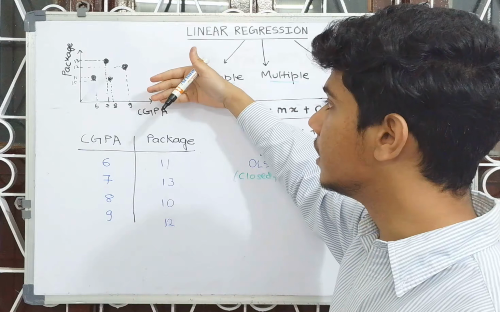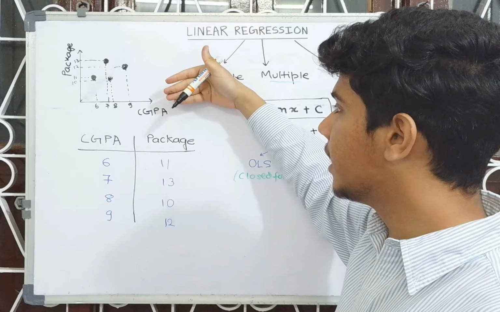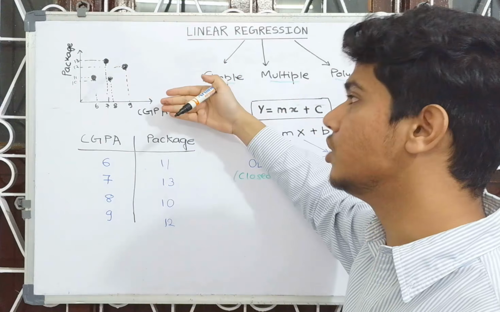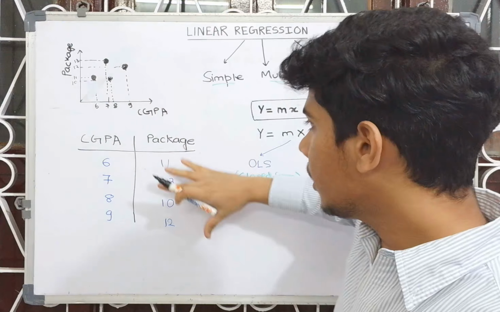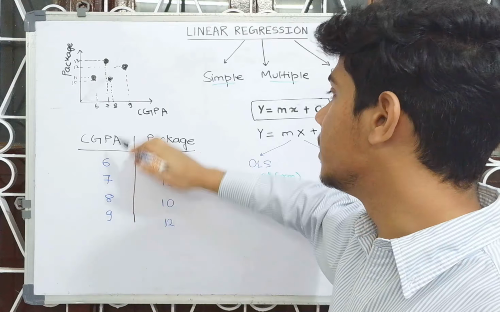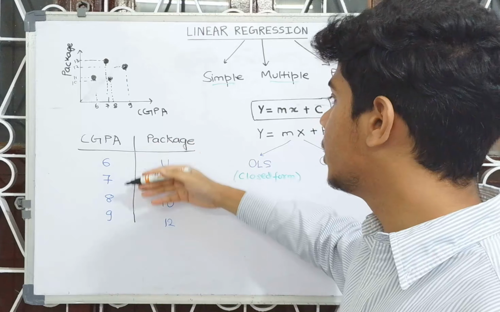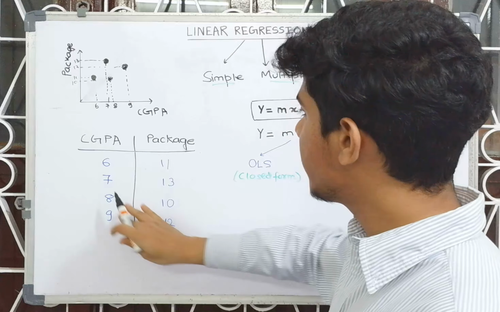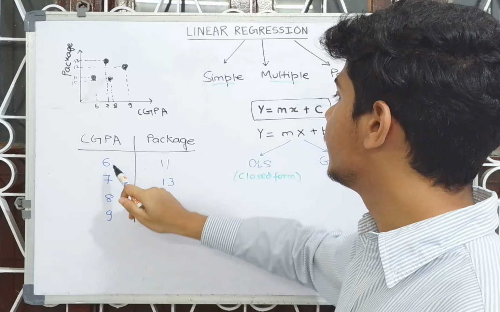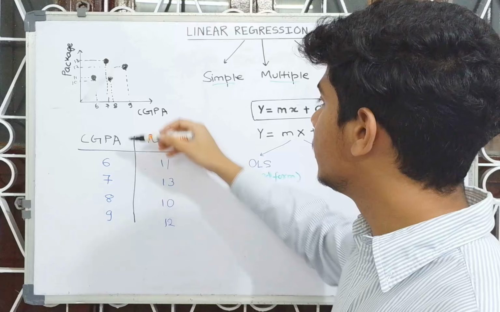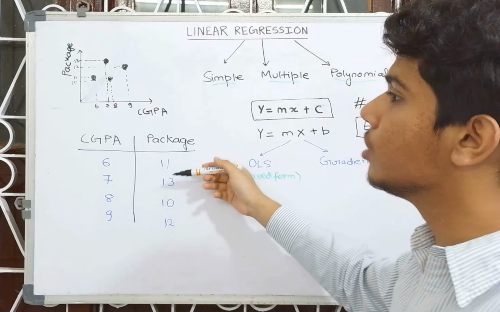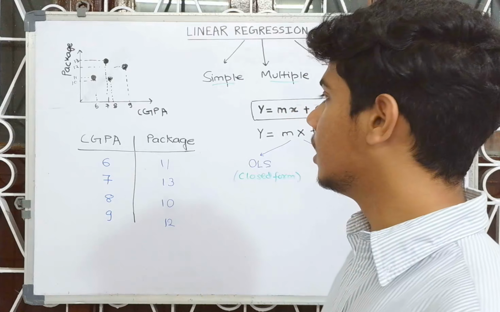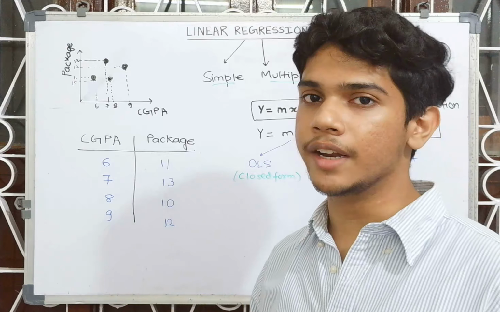For example, we can see in this graph CGPA and package. CGPA is on the x-axis, which is the independent data, and package is the dependent data because package depends on the student's CGPA. First, we can see that we have written the different CGPAs of students, and these are the packages they got. You must be wondering why a student with less CGPA has got a higher package. Because in real-world data sets, real-world factors are there. That's why we see many anomalies in the data.